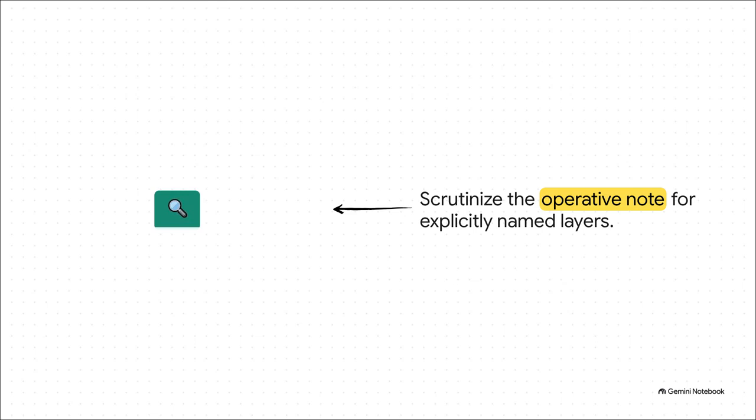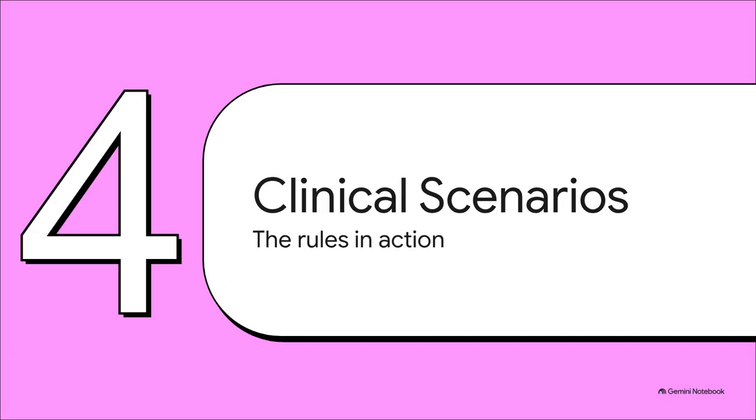Grab your magnifying glass, comb through the provider's operative note, and validate that the specific deepest tissue layer excised is explicitly named. Sure, if the note says debrided down to the muscle, that's great clinical context, but what did they actually cut away? You literally need to see the words necrotic muscle tissue was excised to rightfully bill that 11043. Let's see this in action.